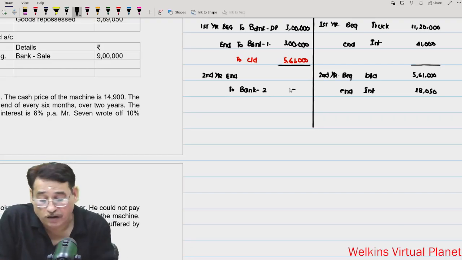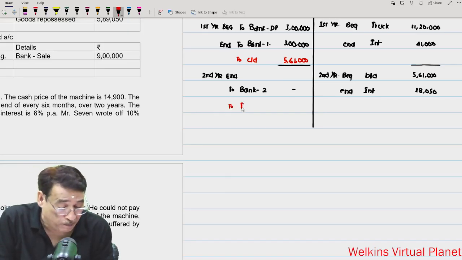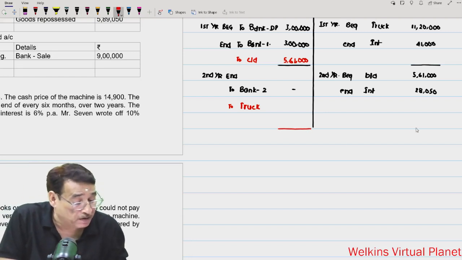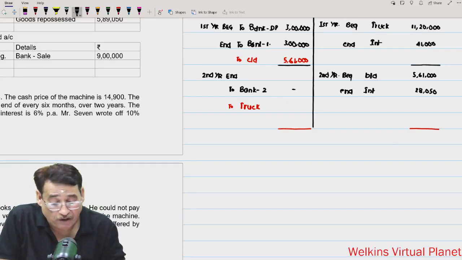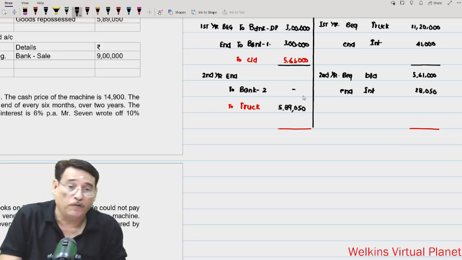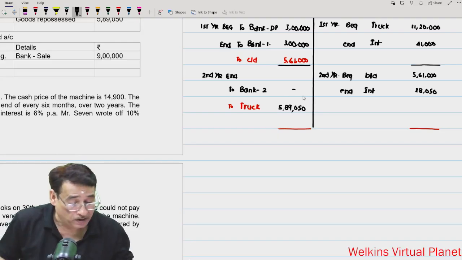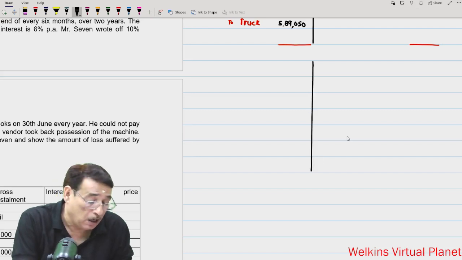Now, what will the seller do? The seller will take back the asset. At what value will he take back his truck? The balancing figure. What does this balancing figure reflect? This balancing figure reflects that against the purchase of this truck, we were supposed to pay this much of amount. If I compute the balance, it will be equal to 5,89,050. So quite obviously, at this value, the seller will take back the asset. Now, what is the loss to us? In order to compute the loss to us in the entire scenario, I will prepare a truck account.